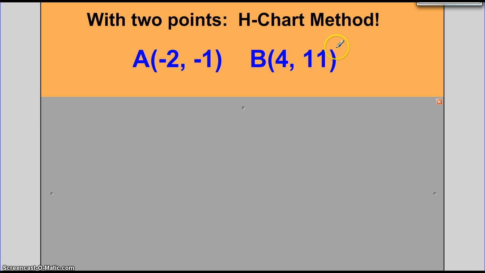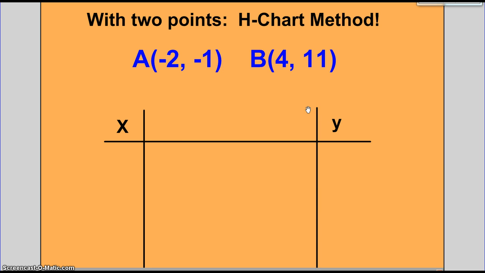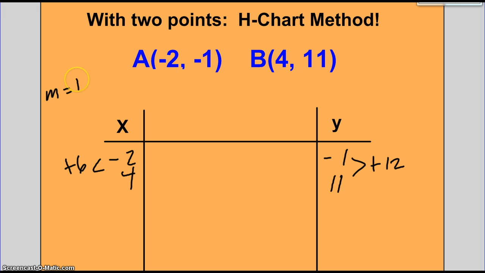So with 2 points, I'm going to try to use the H chart method. I put it in this thing. Okay, I have negative 2, negative 1, 4, 11. Alright, now I need to find the difference here, which is plus 6, and the difference here, which is plus 12. Okay, now I know my slope is 12 divided by 6, which is 2.